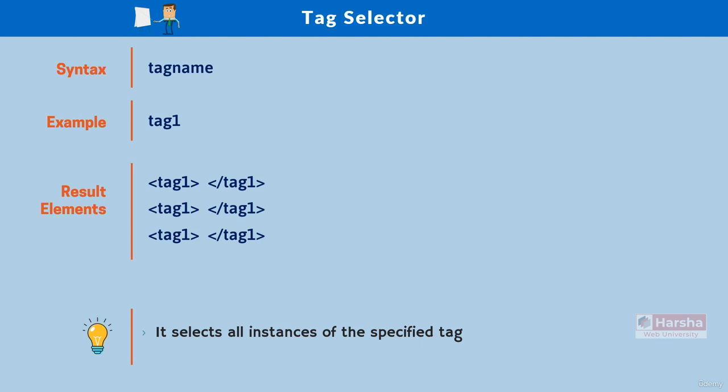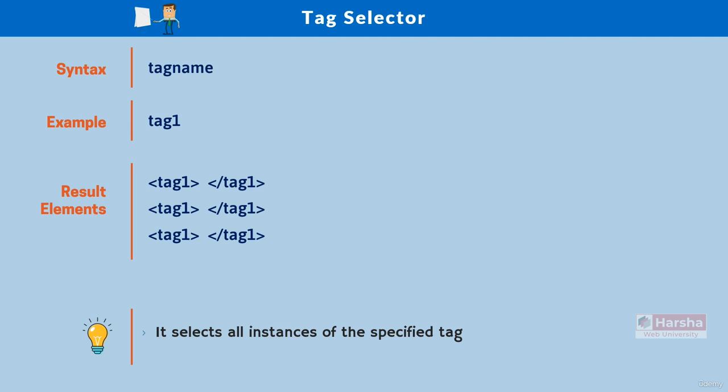Here, it doesn't matter where that tag is present. Whether it is a parent or a child or something else, it doesn't matter. Simply, if it is tag1, it selects the same. In place of tag1, you can assume any other tag name such as div, p, span, input, or else anything.